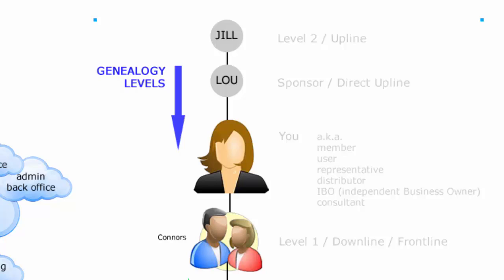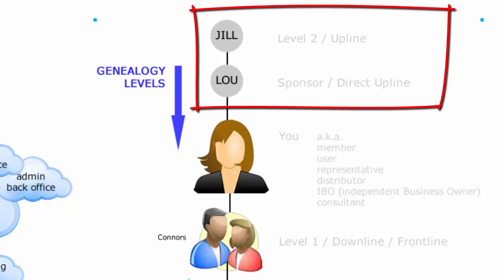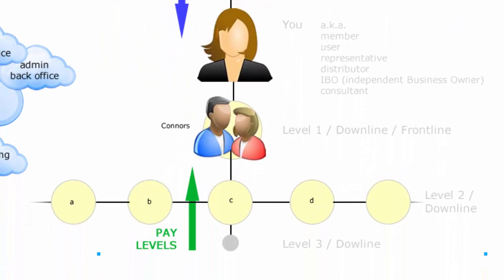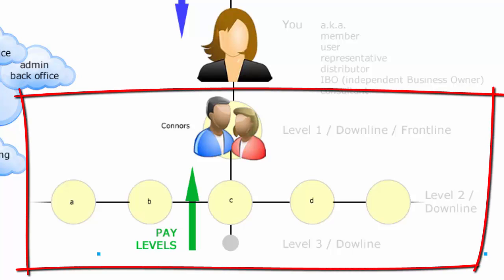Okay, Lou, who sponsored you, is your upline. Jill, who sponsored Lou, is Lou's sponsor, but now your second level upline. Upline are distributors who are directly above you: your sponsor, your sponsor's sponsor, and so on. Anyone below you in the organizational tree is called your downline, your team, your group, or organization. Every distributor that you have sponsored and all the distributors that they have sponsored, and so on.